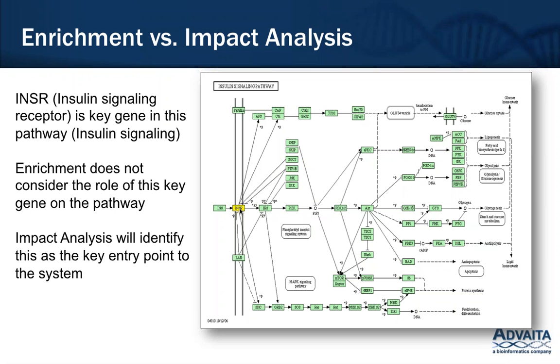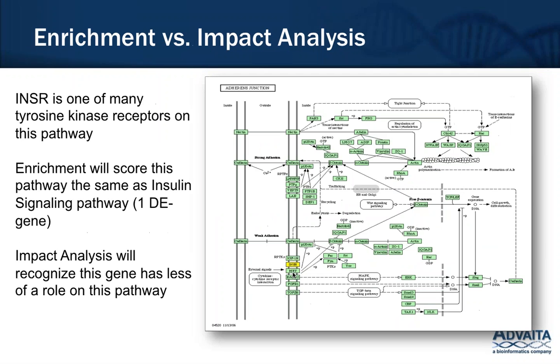Whereas with our perturbation analysis, we're going to look at the position of this particular receptor, and we're going to see that this is the main entry point on this pathway, and that it has several downstream components. And so if this gene is perturbed, we should see a downstream effect of that gene throughout this entire pathway. And so we would be able to assess that this pathway is quite impacted.